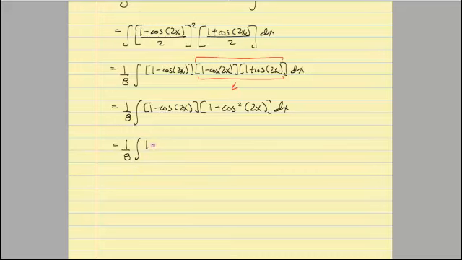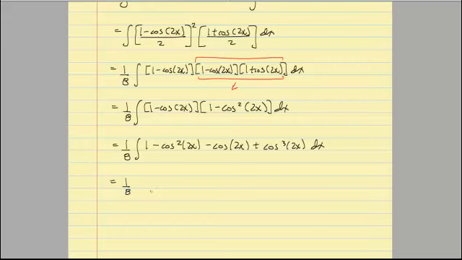My outsides will give me a minus cosine squared of 2x. My inside will be a minus cosine of 2x. And my last will be a negative times a negative, which is a positive, cosine cubed of 2x dx. Now it's always our hope that something might cancel, but I don't really see that happening here. So let's go ahead and do some rewriting again.